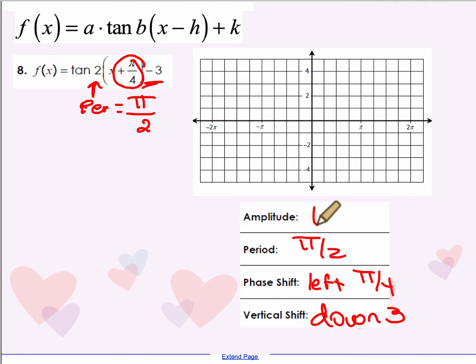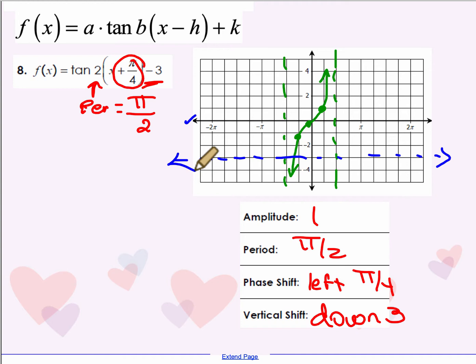That's my vertical stretch. So now I'm going to start off with my parent function. So I know my parent function has asymptotes at pi over 2 and negative pi over 2, and points 0, 0, 1, 1, negative 1, negative 1. So we do vertical changes first. So my vertical change is just moving the midline down 3. So my midline was here at y equals 0, and now it's moved down 3 to y equals negative 3.